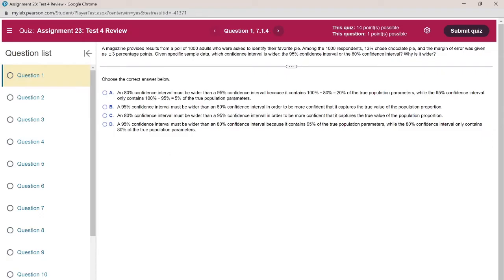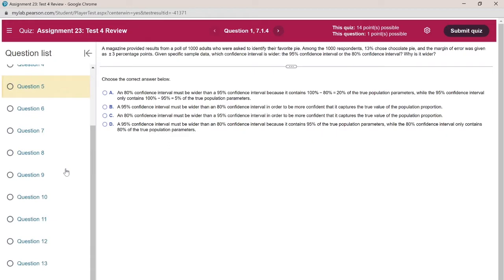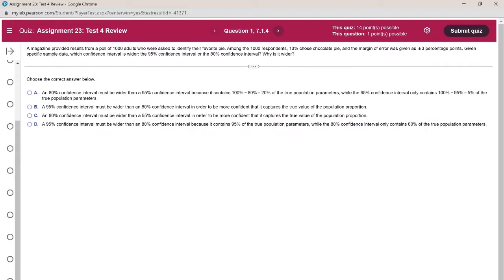Okay, so this is a test for review. There are 14 questions, but I'm going to skip any repeated questions. So question number one: a magazine provided results from a poll of 1,000 adults who were asked to identify their favorite pie.